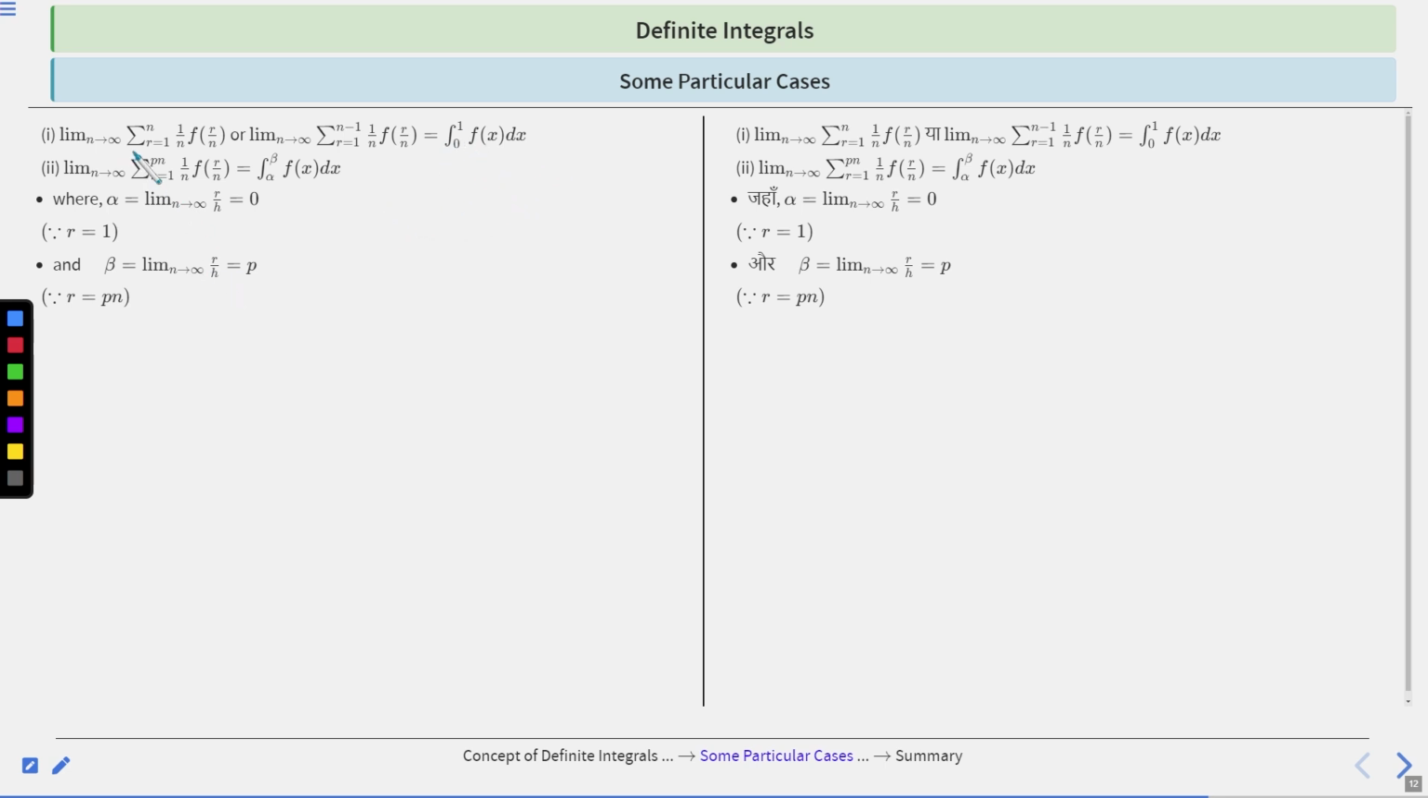Case 2: limit n tending to infinity of the summation of r equal to 1 to pn of (1 by n) f(r by n) is equal to the integral from alpha to beta of f(x) dx, where alpha is the limit as n tends to infinity of r by n when r is equal to 1, which is 0, and beta is the limit as n tends to infinity of r by n when r is equal to pn, which is p, right? So you have to keep this in mind.